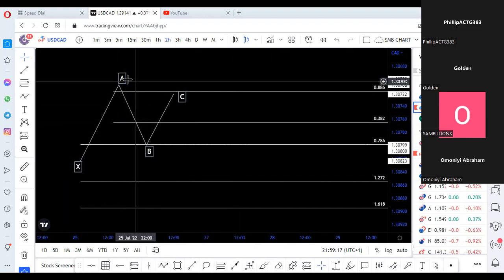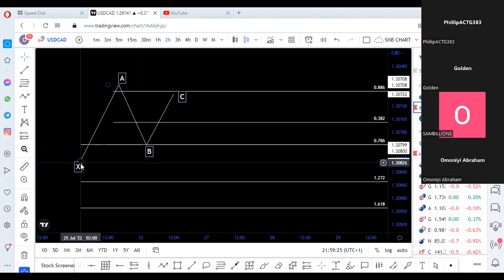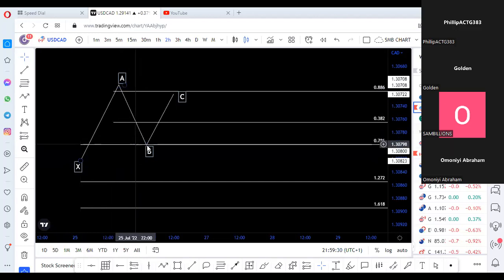So after you've gotten your X to A, the next point is what? To get your B, take your fib from this point X to this point A. That is how you can get your B, and I said your B is at 0.786 fib. Yeah, this is 0.786. This is your B.